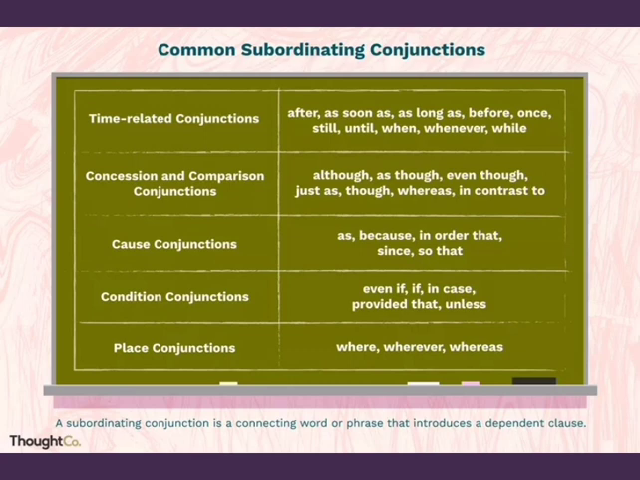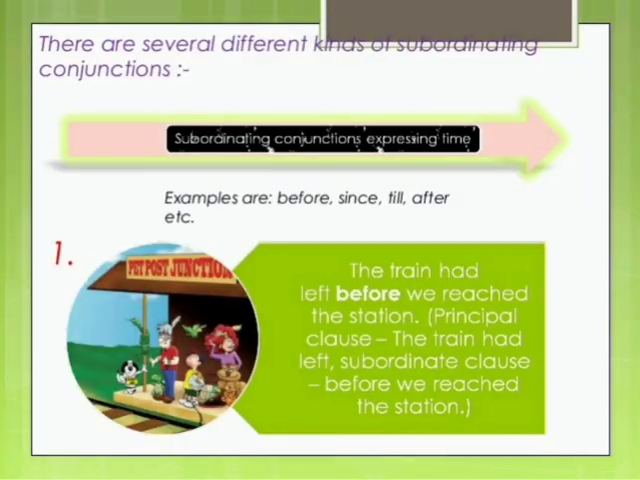Okay. These are some examples of subordinating conjunctions. Time related conjunctions, as you can see: after, as soon as, as long as, before, once, till, until, when, whenever, while. Concession and comparison conjunctions, for example: although, as though, even though, just as though, whereas, in contrast to. Cause conjunctions: as, because, in order that, since, so that. Condition conjunctions: even if, in case, provided that, unless. Place conjunctions, you can see wherever or where. There are several different kinds of subordinating conjunctions.